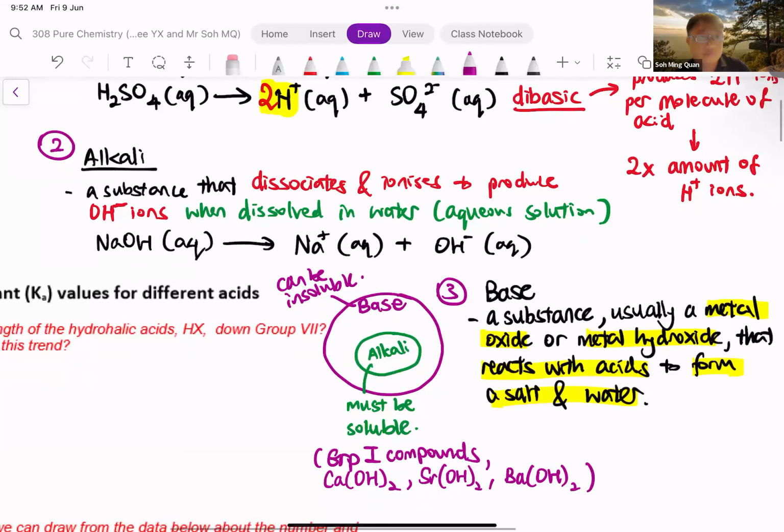Okay, and of course, one more that I've left out is ammonia. Ammonia can dissolve in water. Okay, so these are the three definitions: acids, alkalis, and bases.